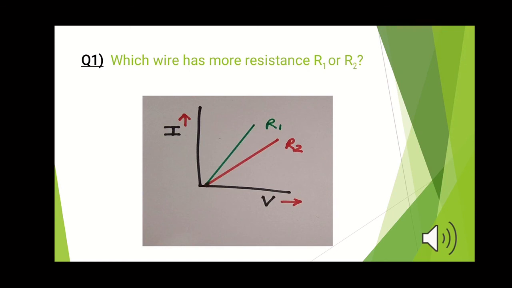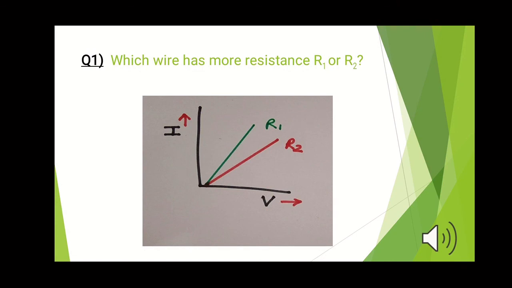The third question is, which wire has more resistivity? Again we write the formula R is equal to rho L upon A. It means the resistance of the conductor is directly proportional to the resistivity of the material. So again, the resistance of R2 is more than R1. So the resistivity of the material of the R2 wire is more than that of R1.